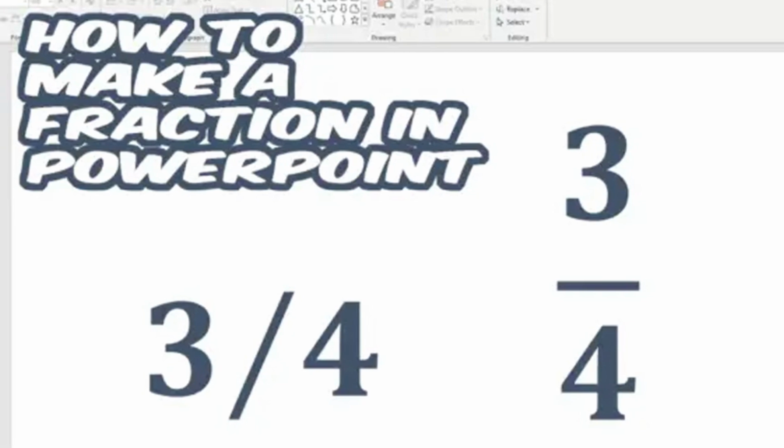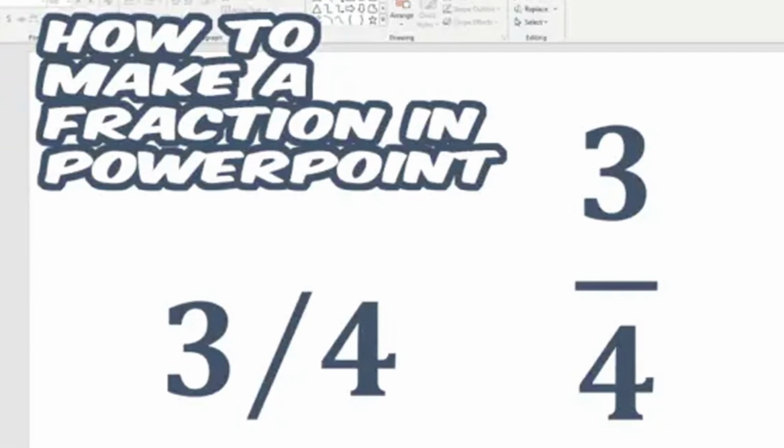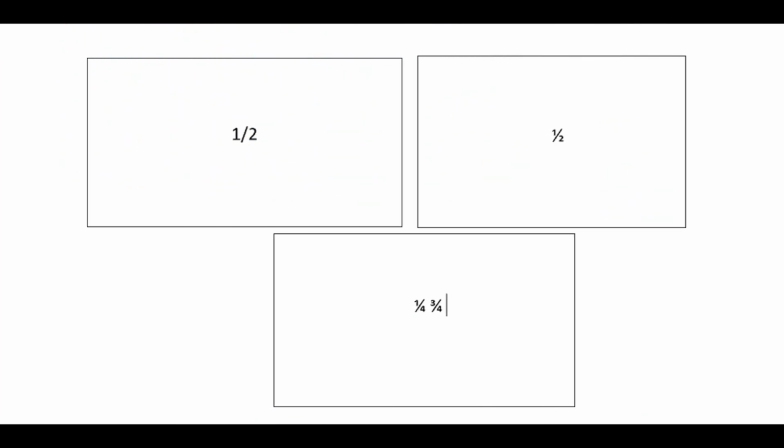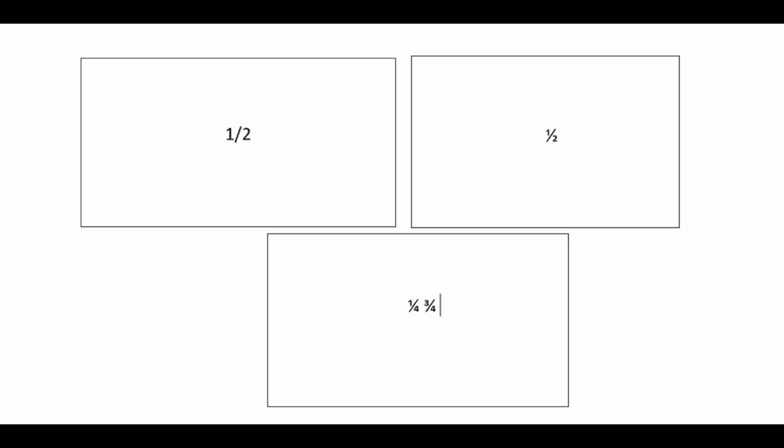Let's get started. To write fractions in PowerPoint using autoformatting, type your fraction without spaces. For example, type 1/2. Press space and your text will convert into a fraction symbol. The same method will also work with 1/4 and 3/4.